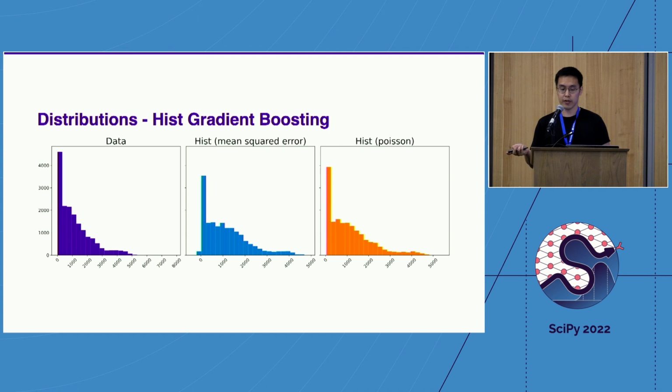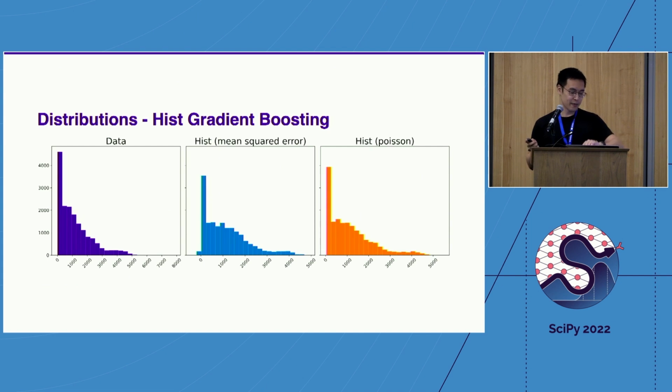Next, distributions. You can see that HistGradientBoosting does recreate the distribution of the data. A thing to note is that for the middle case, with the mean squared error, there's a bin to the far left. It does predict some negative values, which doesn't make sense for Poisson counts, while the Poisson one doesn't. So it's more natural to use Poisson when you deal with count data.